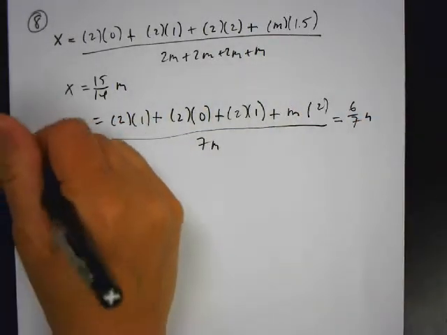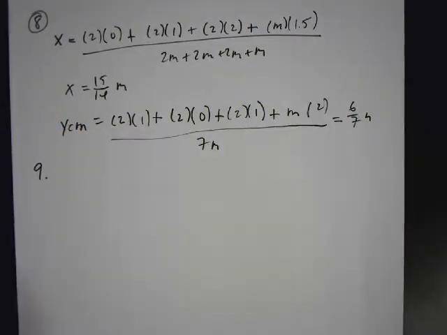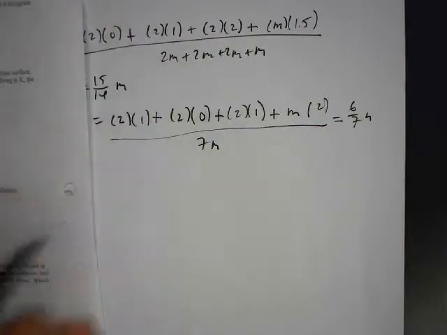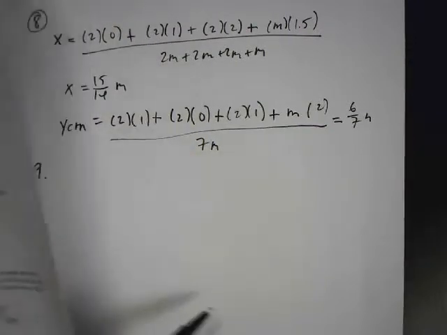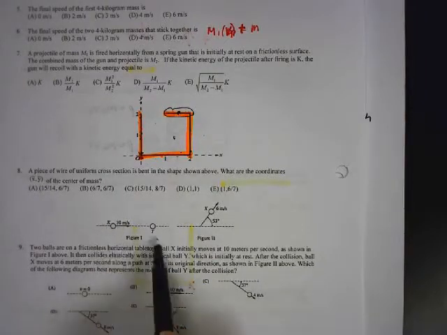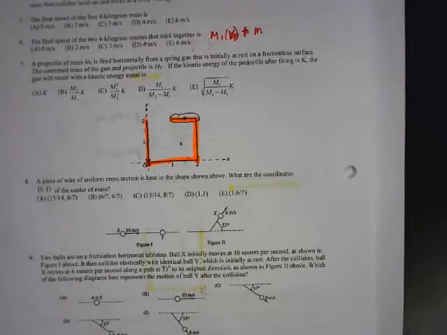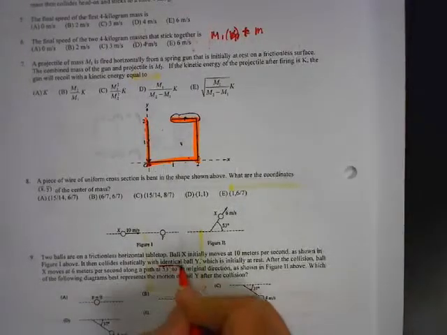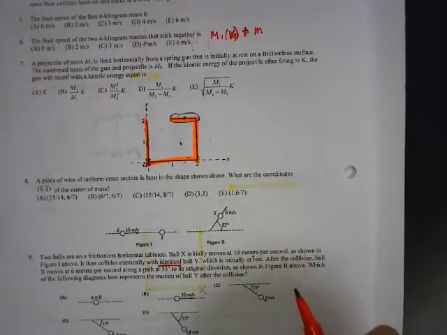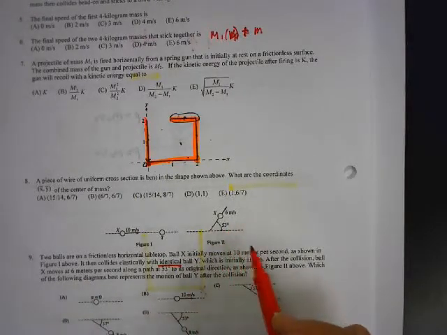All right, number 9. Two balls are on a frictionless horizontal table. Ball X initially moves 10 meters per second, so that's the initial velocity. As shown, it collides elastically with an identical ball Y, so they have the same mass. That's why this identical is important, which is initially at rest. After the collision, ball X moves off 6 meters per second along 53 degrees. Which of the following diagrams best represents the motion of Y?